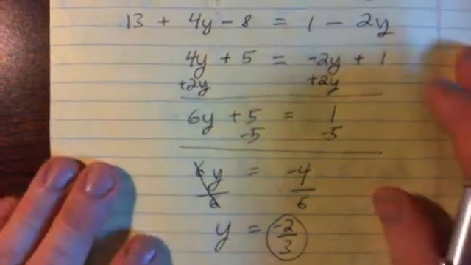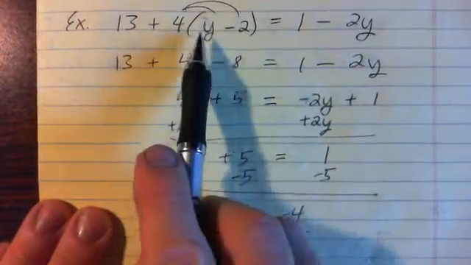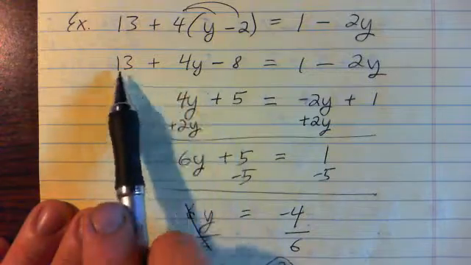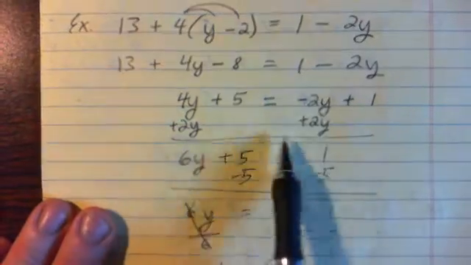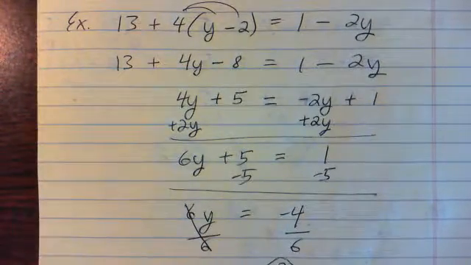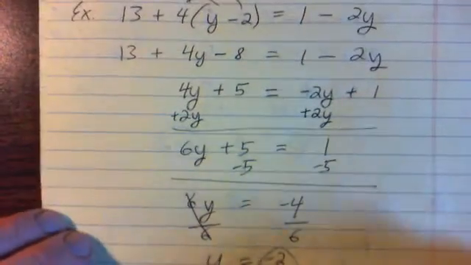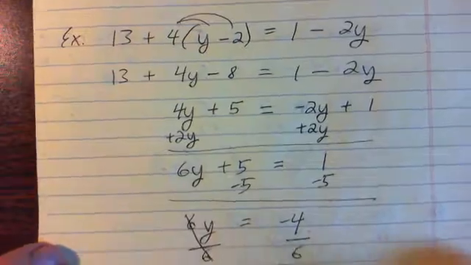So this one was one where we wanted to distribute first and then combine the numbers, and then I had to get the variables together on the same side. So that is called solving a multi-step equation.